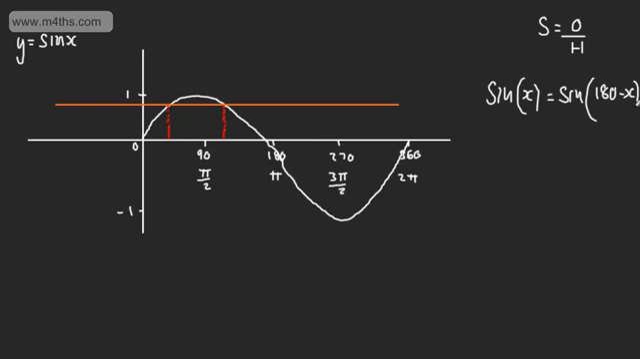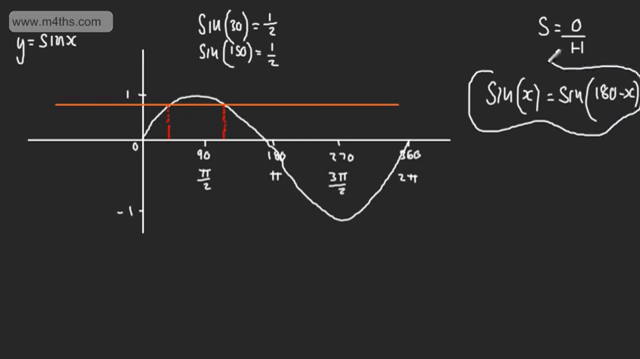180 minus x. So if I took some point just here, if I have the sine of 30 degrees, this gives me one of our known angles. So this is a known value of 1/2. Therefore, I can say the sine of 180 minus 30, which is 150, will also be equal to 1/2. So when we come to solving equations, we can do this by symmetry.